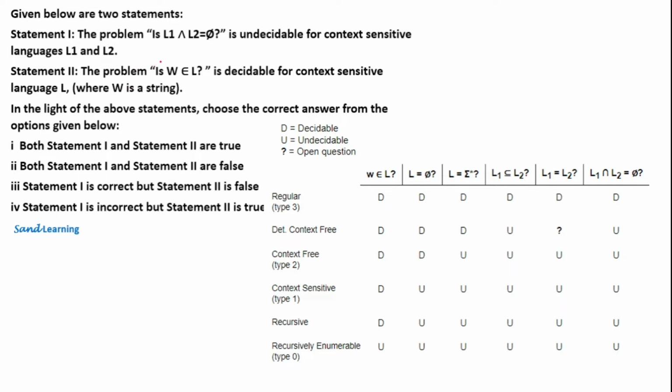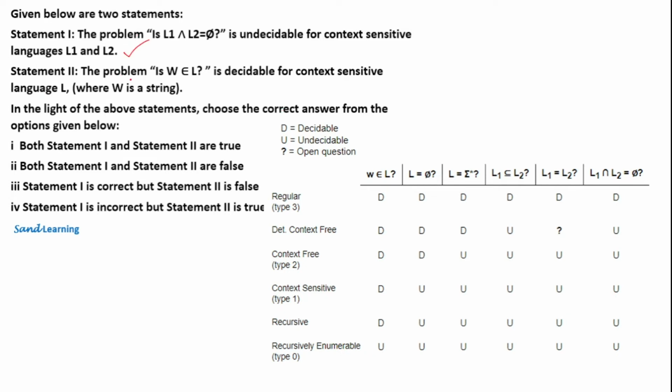The problem is L1 intersection L2 equal to null. So whether this is decidable or undecidable with context sensitive languages. If we see the context sensitive language in this table, then L1 intersection L2 equal to null is undecidable. So it indicates that it is undecidable. So the first one is correct.